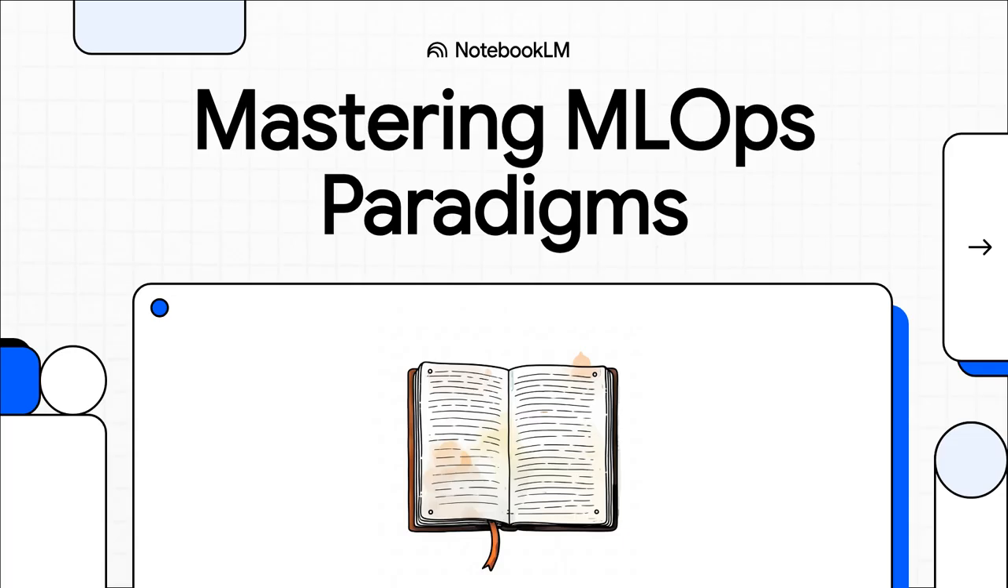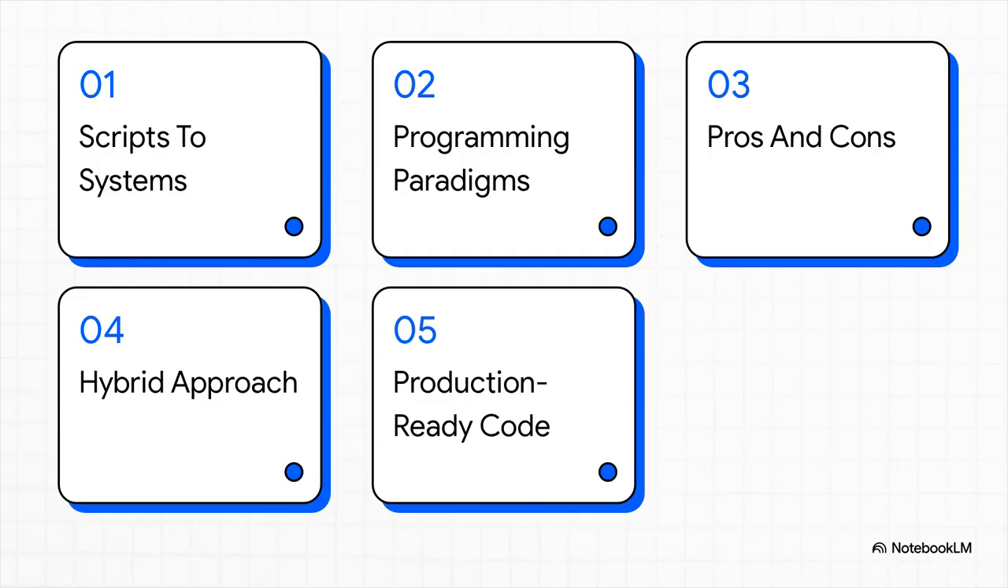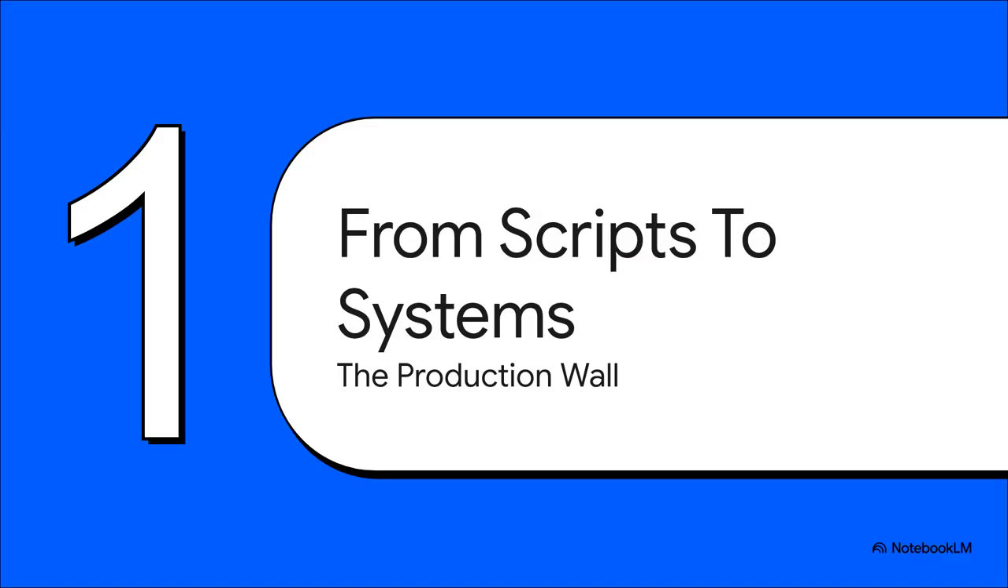Today, we're going to crack the code on the mental models that turn those fragile scripts into rock-solid, production-ready systems. Here's how we're going to break it down. First, we'll talk about that infamous production wall. Then, we'll dive into 4 key programming paradigms. After that, we'll see how they stack up against each other, land on a really powerful hybrid approach, and then wrap it all up with a practical checklist for writing code you can actually trust in the wild. All right, let's get into it.